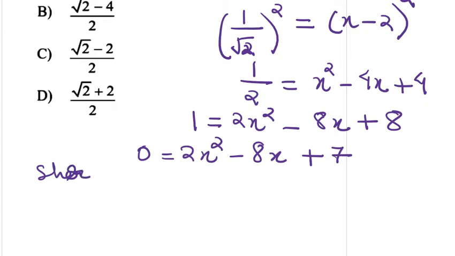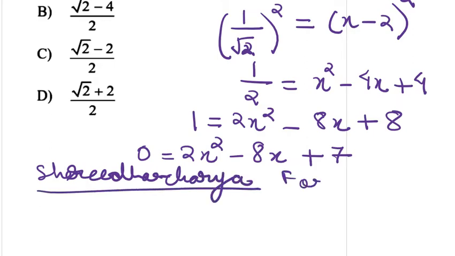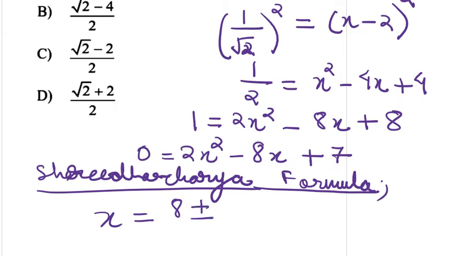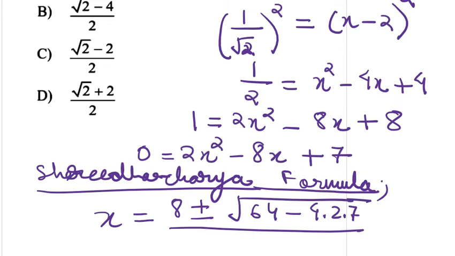Now if we use the Sridhar Acharya formula, then you can find two values of x from here. So x is equal to minus b, that is 8, plus minus root over b square, that is 64, minus 4 into 2 into 7, divided by 2a, that is 4.